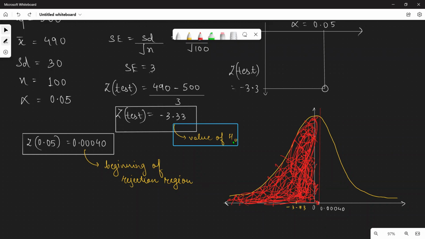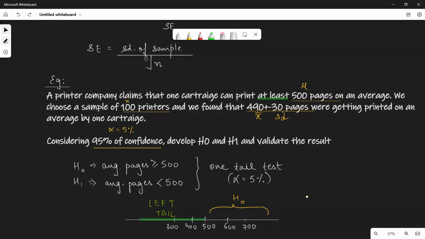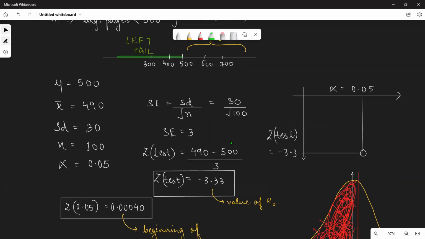Because the value lies inside the rejection region, what can we say? We are going to reject H0. And when we reject H0, that means this entire claim of the company is going to be rejected. This company is lying. This company is making false promises. This company is not giving you authentic information. So you need to discard this particular offer. Is it clear? Yeah, it's clear.